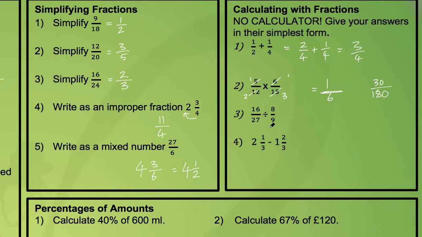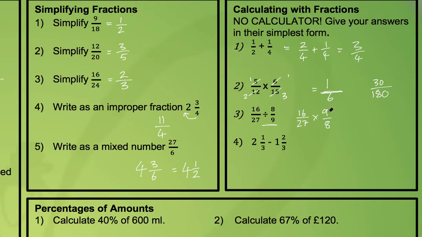If we're dividing by a fraction, it is the same as multiplying by its reciprocal. So we keep the first number the same. We multiply by the reciprocal of 8/9, which is 9 over 8. So we flip the second fraction and multiply. Again, I'm looking for things that can cancel first.